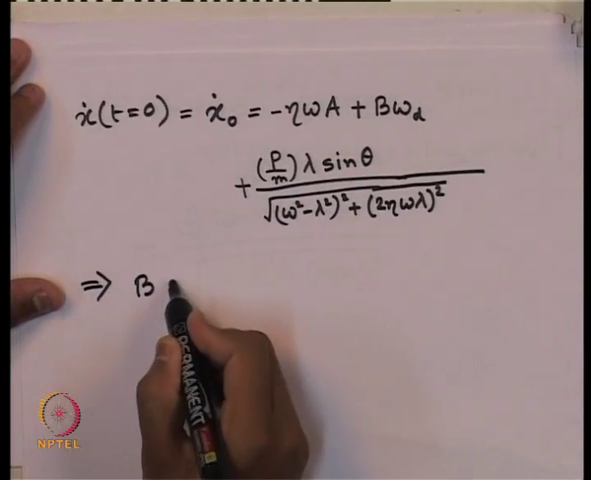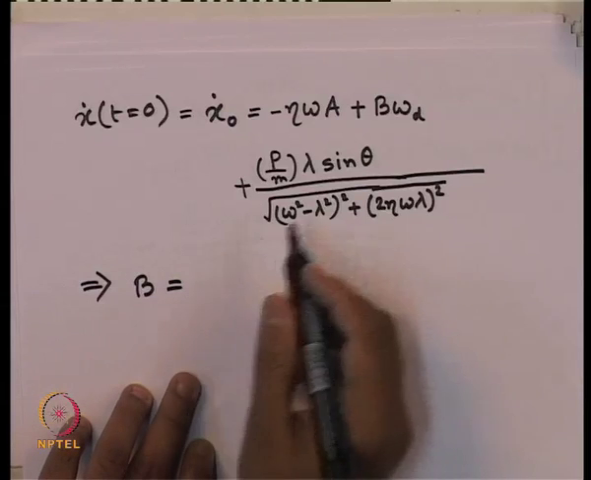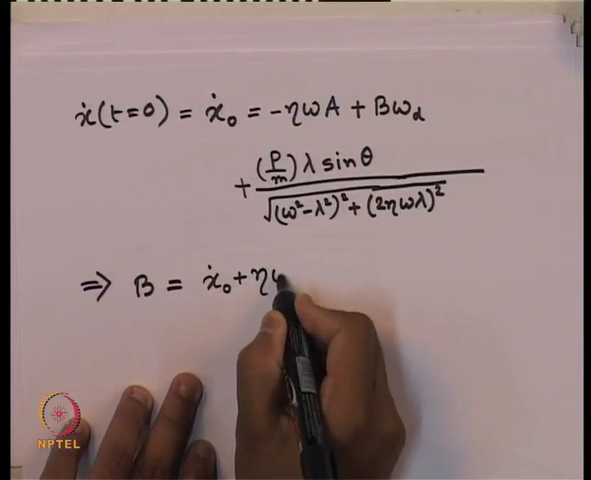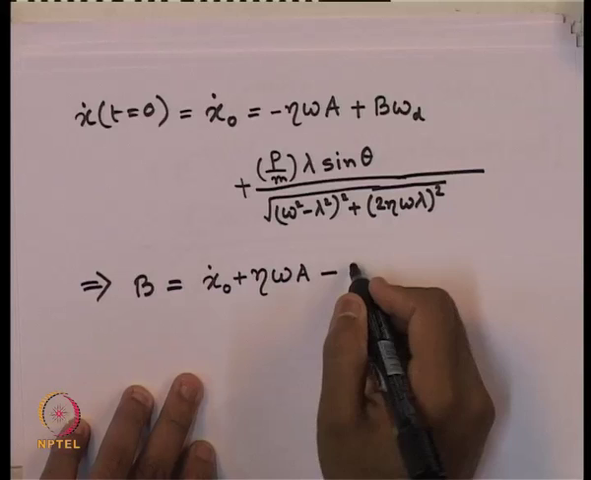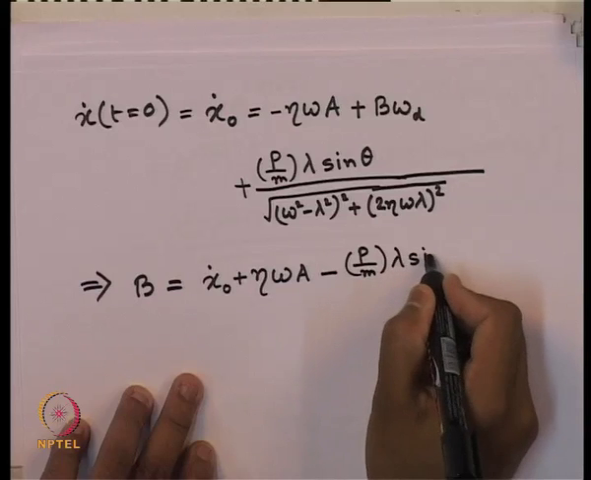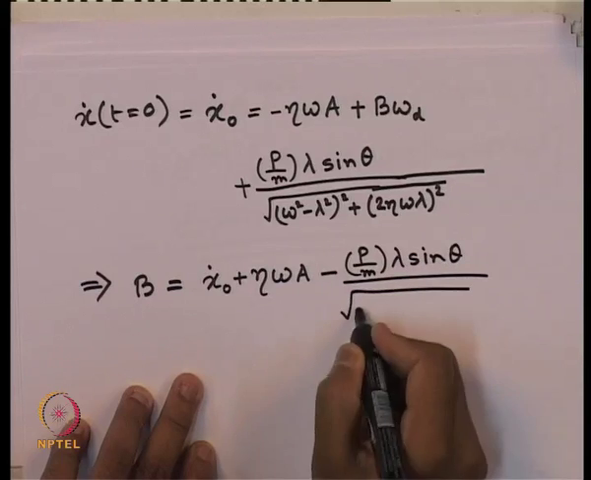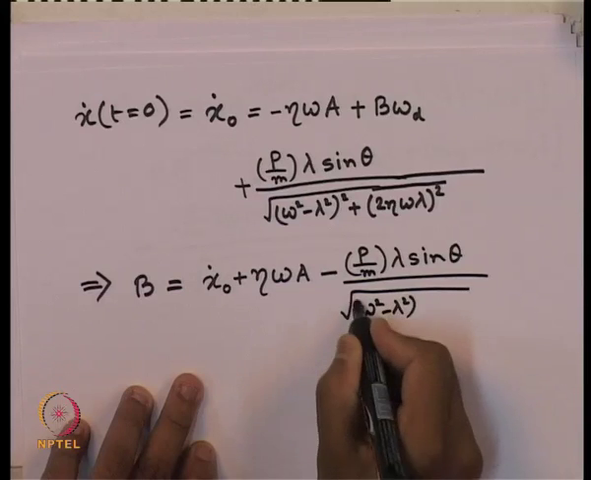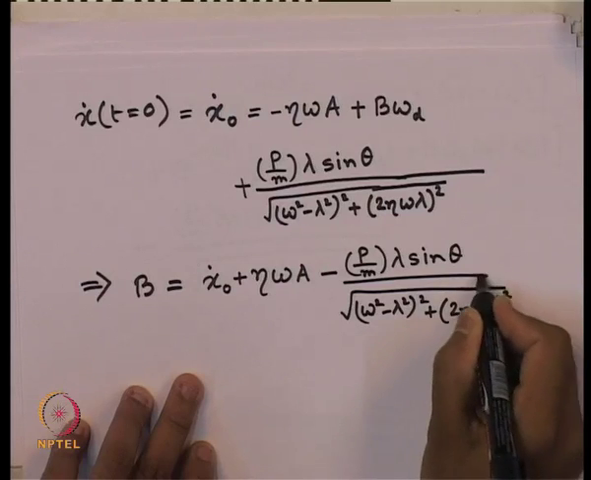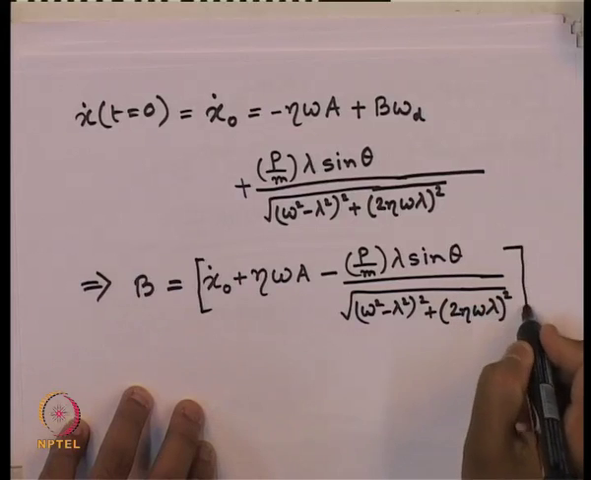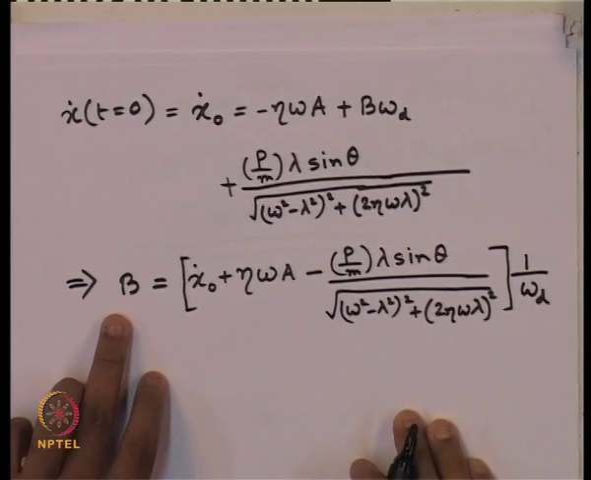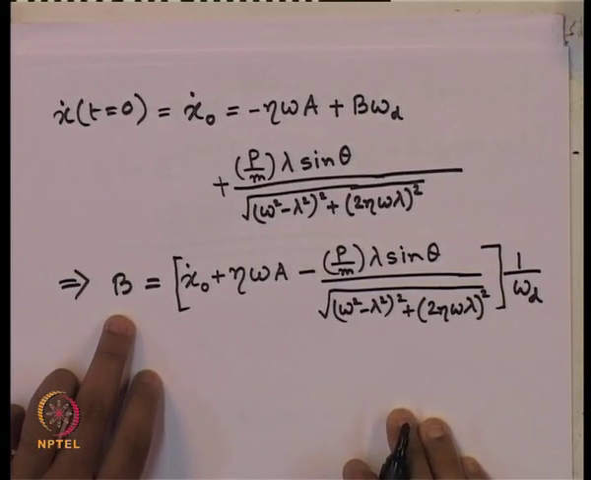From this we can now easily get b. Therefore, b is nothing but x naught dot plus eta omega a minus p by m lambda sine theta by root over omega square minus lambda square whole square plus 2 eta omega lambda whole square, all multiplied by 1 by omega d. So, that is the expression for the other coefficient b.